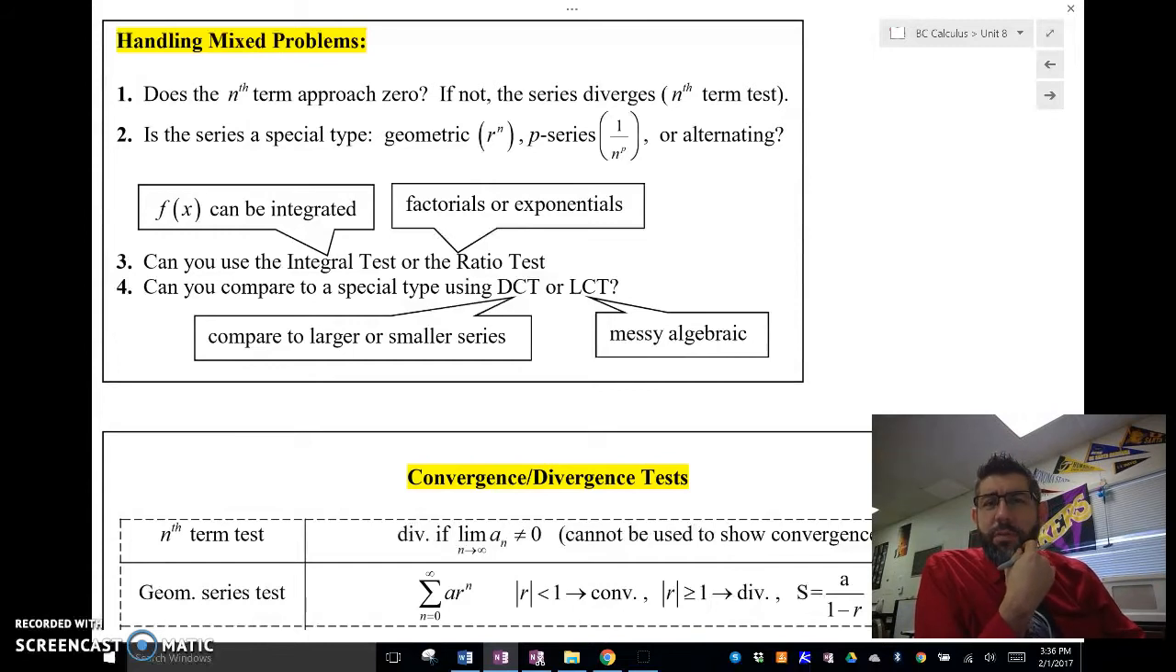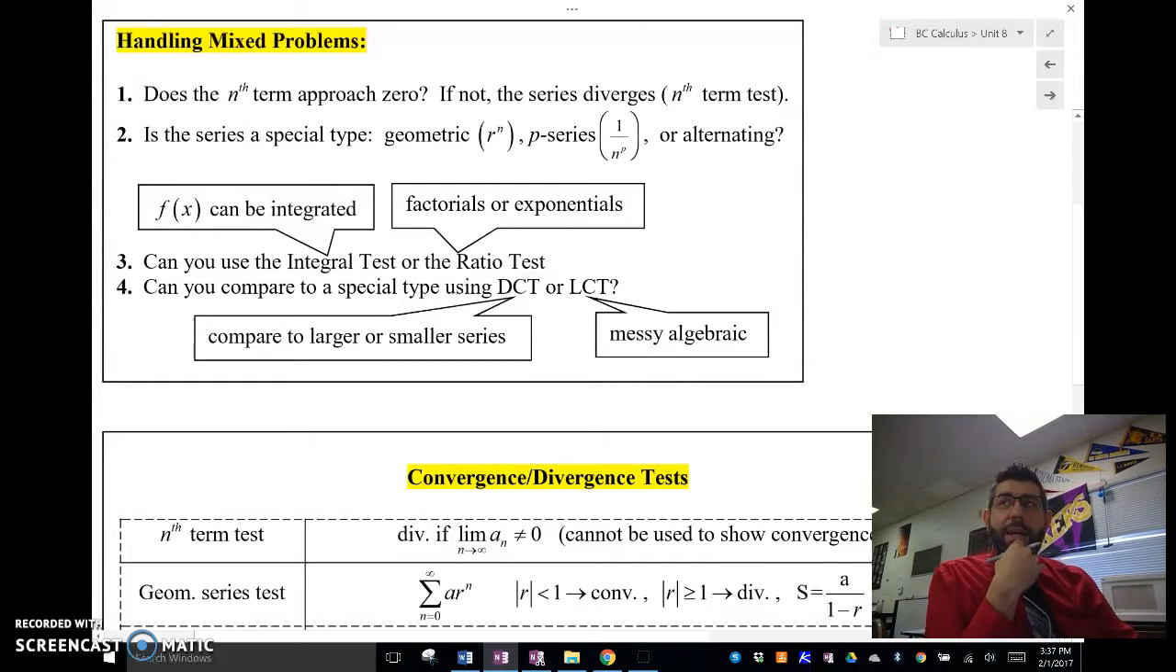Then you ask yourself, is the series a special type of series? Is it geometric? Or is it a p-series? Or does it alternate? Maybe I can use the alternating series test. If it's one of those special types of series, then use one of those 3 tests: geometric, p-series, or alternating series. If you can't, then let's think of another one.